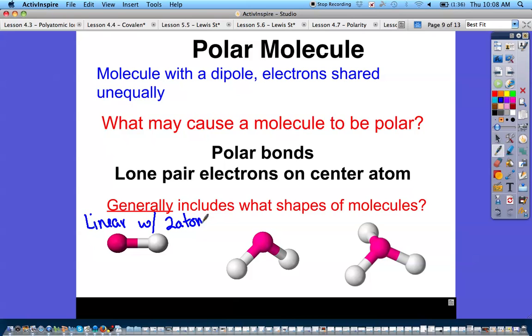We have bent. And we have trigonal pyramidal. The lone pair of electrons on that center atom is what's causing these bonds to move away from the center atom, down and away. And that's what's affecting our shape.